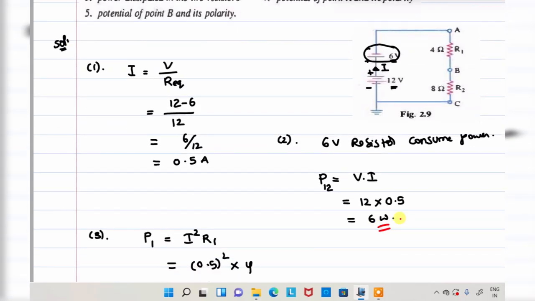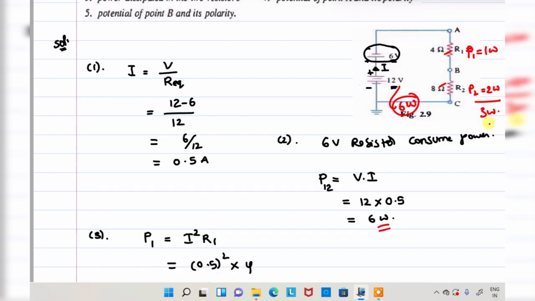6 watt. Okay, it is the 12 volts battery, 6 watt is the power supplied. What is the power consumed by P1? P1 power consumed is equal to 1 watt. P2 is equal to 2 watt. What about the total power consumed? 3 watt. But what about the power supplied by the battery? 6 watt. Where is the 3 watt power?